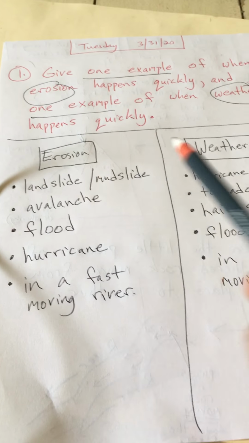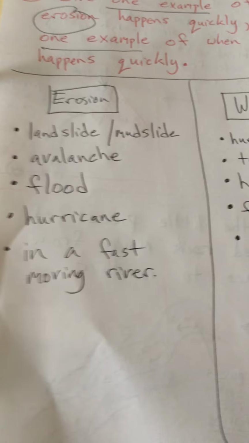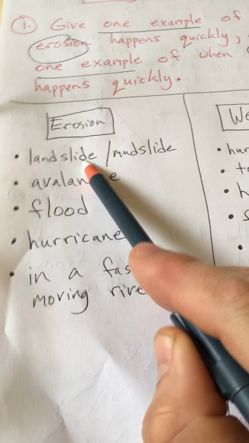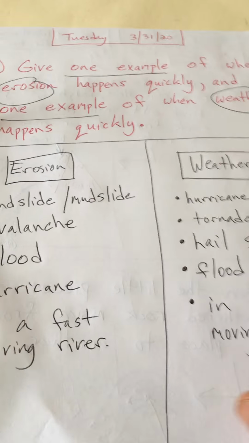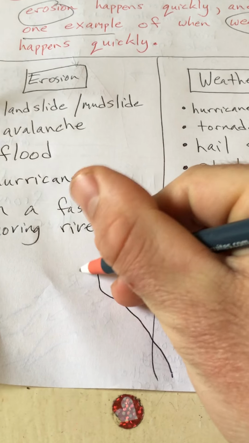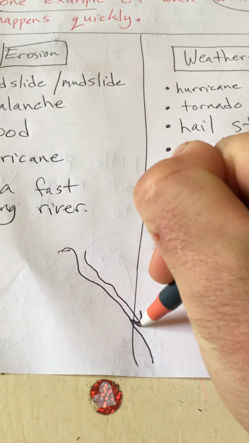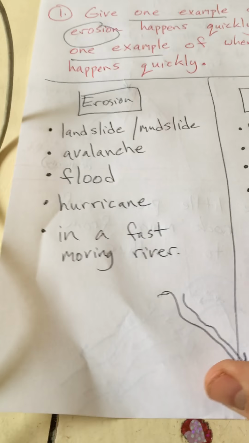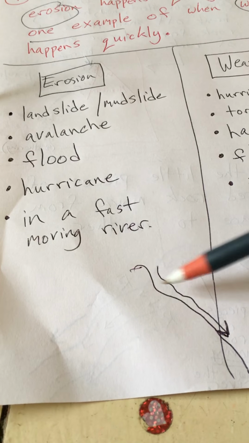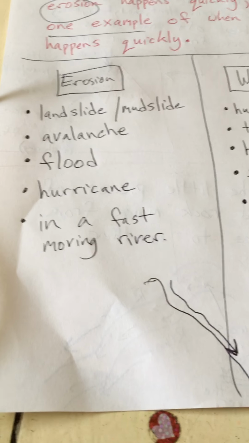So for erosion, it usually happens very, very slowly. So my question is, when would it happen quickly? It would happen quickly if there was a landslide. Okay, if there was a landslide, there was a big hill, right? And all of the soil and the mud and the rocks and everything starts quickly sliding down that hill. That would cause erosion to happen very, very quickly. All of that soil is going to quickly move from one place to another, all right?